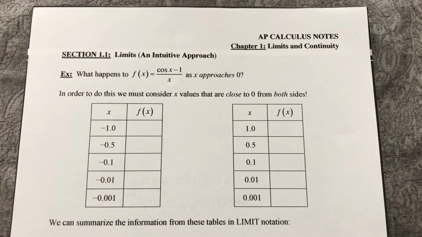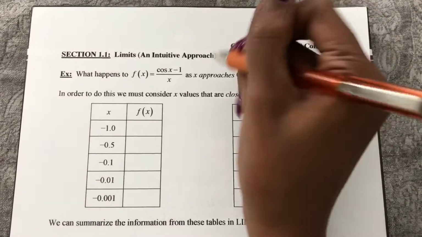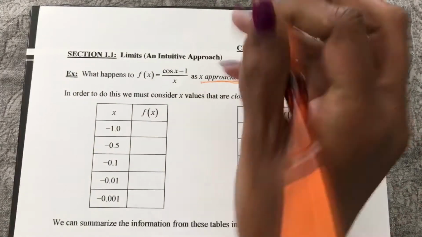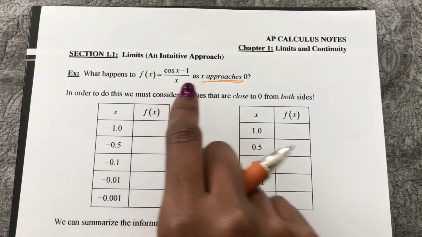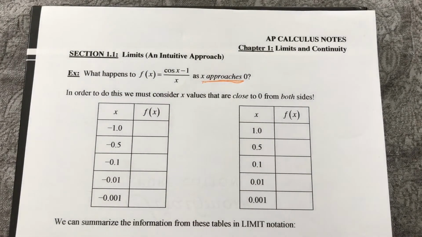So let's go ahead and get into this first example from 1.1. We are investigating limits in an intuitive way. So our first function that we're investigating is f of x equals (cosine x minus 1) over x. And we want to look at this function as it approaches 0. So we know that x cannot equal 0 because we'll have 0 in our denominator. But we can get very, very close to 0.